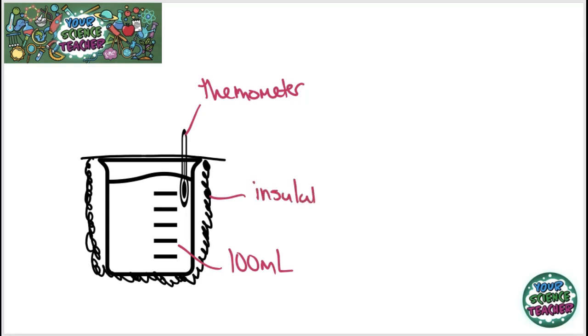I can do an experiment to see which material is the best insulator by doing just a really simple practical. Here I've got some water in a beaker that I've heated up. It could be 100 milliliters, but I just need to make sure it's the same amount of water each time. And here I've got a thermometer sticking out the top to measure the temperature of my water. And I've got some insulation wrapped around the outside, and I have a lid on top to make sure that I'm not getting too much heat transferred to the surroundings.